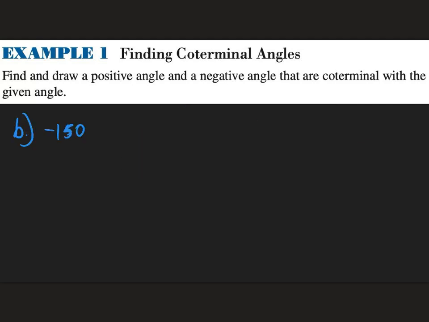Okay, let's find a coterminal angle for this angle. What we're going to do is draw negative 150. It always helps us to draw the angle first. So negative 90, and then go on another 60 degrees from there, which puts us out here somewhere. So this is our angle, negative 150.